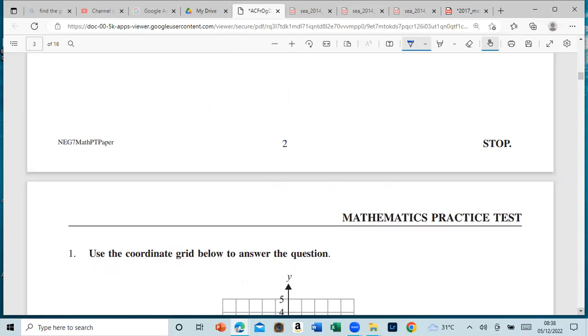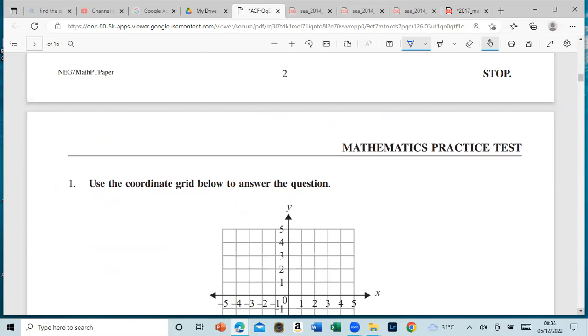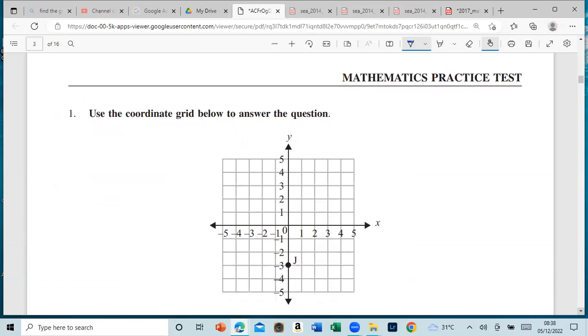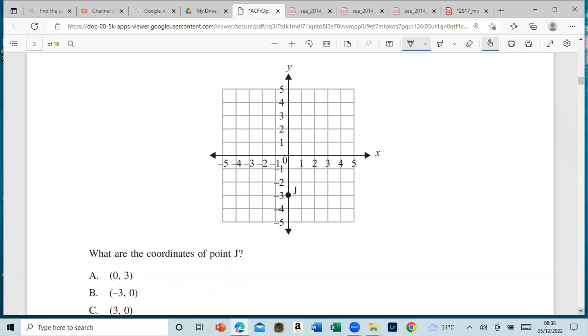Alright, so question 1 says, use the coordinate grid below to answer the question. This is a mathematics practice test from Zambia. We say, what are the coordinates of J? So this would be J, and they want us to find the coordinate. The y-axis is the line x equals 0, and the x-axis is the line y equals 0. So that's the first thing that we establish.